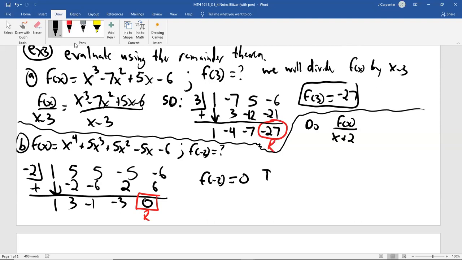This is what we want moving forward. We like remainders that are 0. Why do we like remainders that are 0? Remainders that are 0 means that the division divides perfectly.